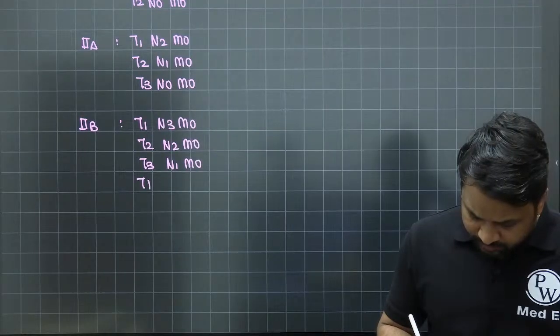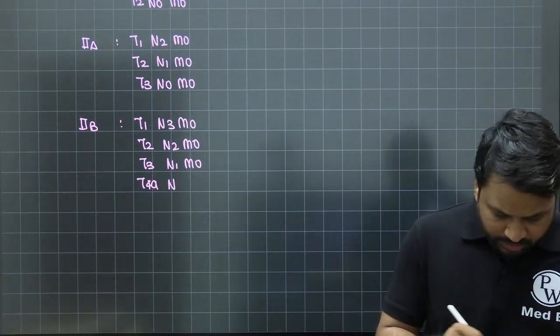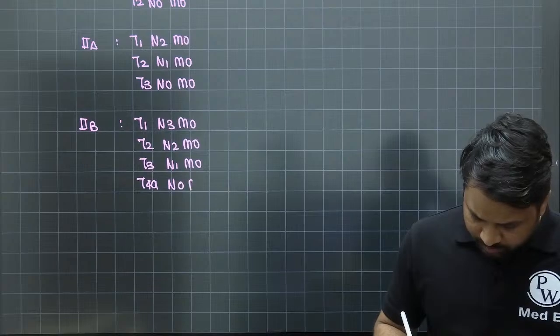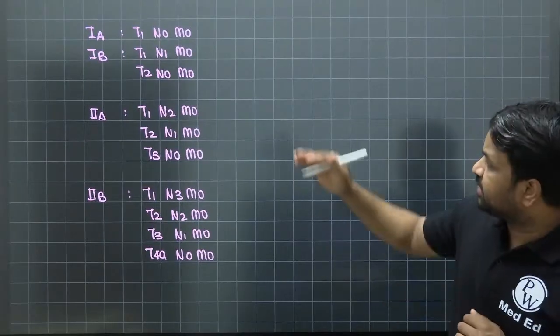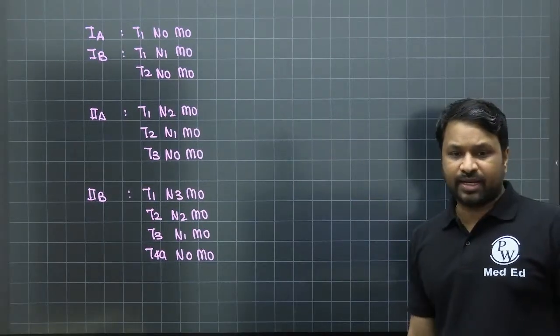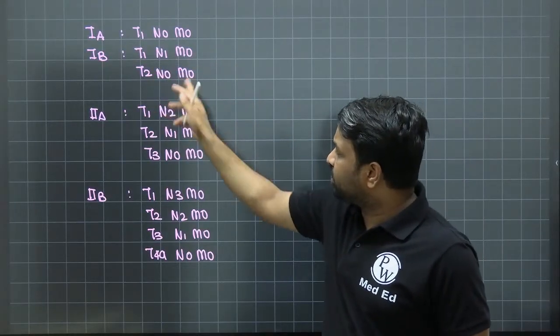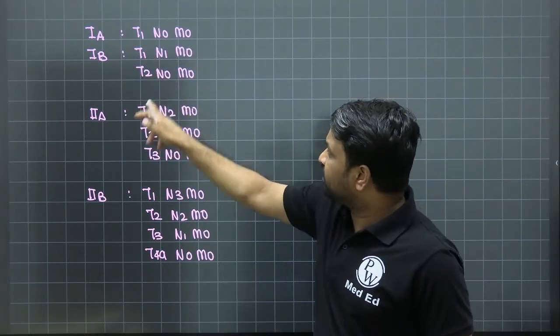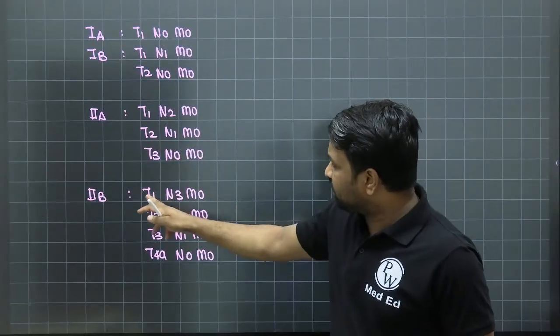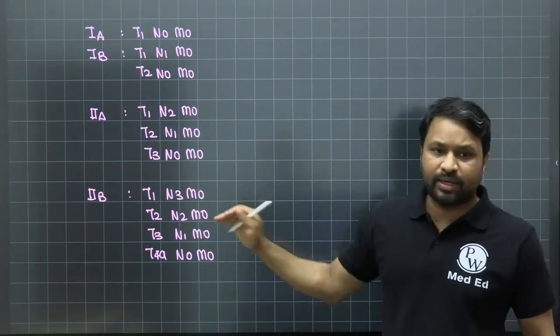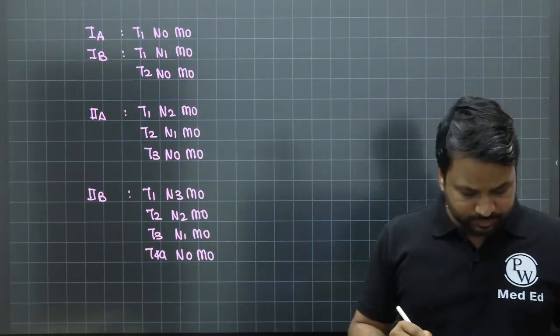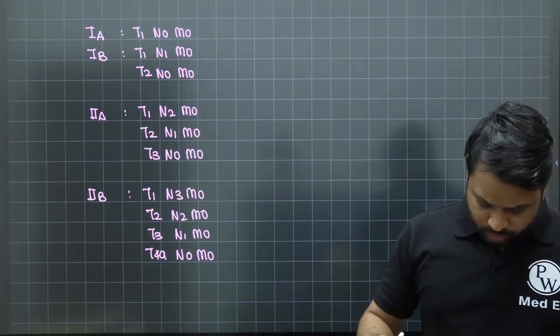or T4A N0 M0. It's an increasing trend that you can see. I'm not adding anything, it's just sequentially saying T1 N0 M0, T1 N1 M0, T2 N0, T1 N2. So it is just becoming one component up. That is your stage 2A, 2B.